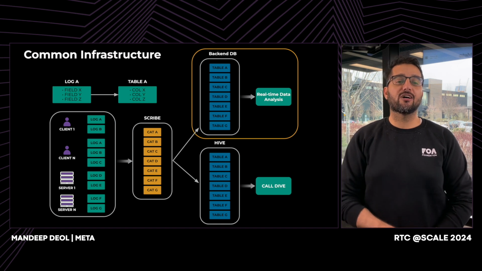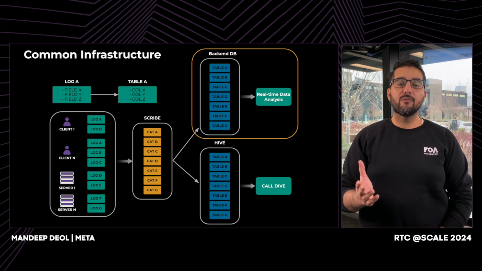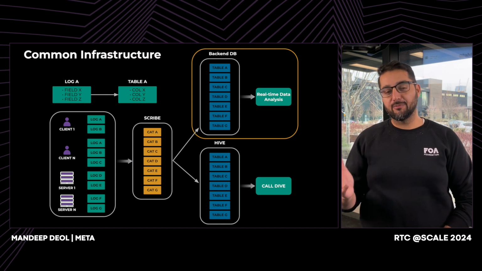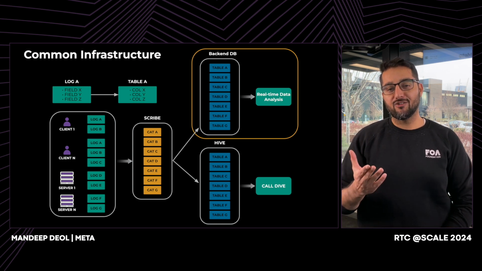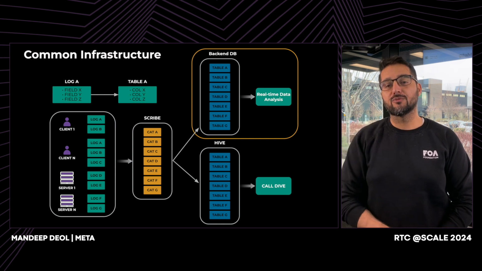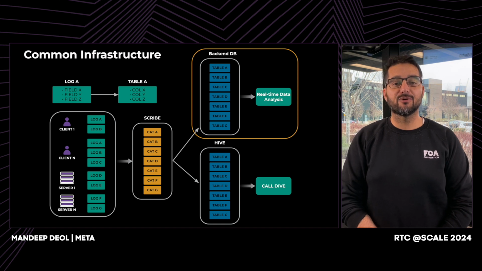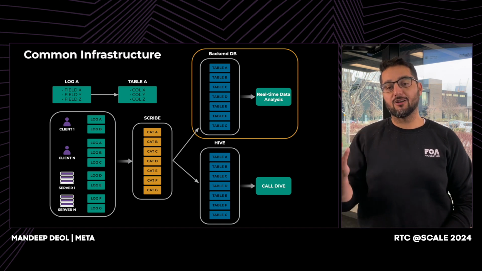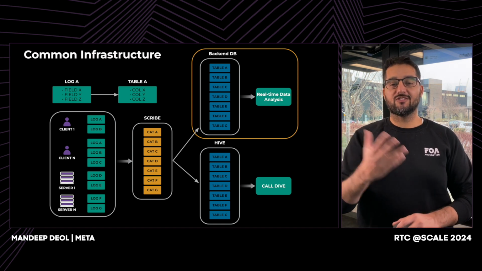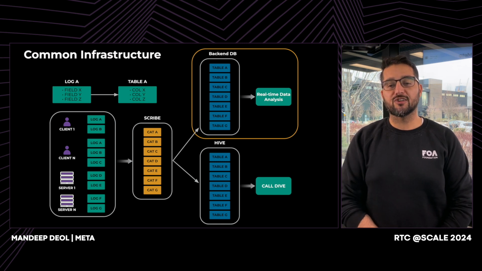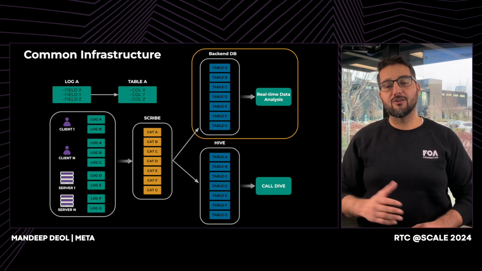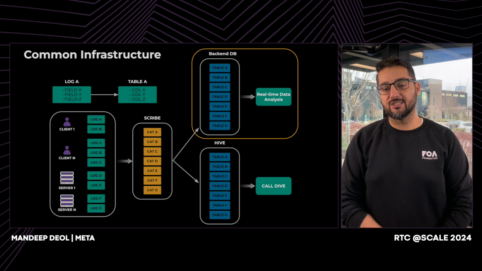I should also point out here that there's a one-to-one mapping between a log and a table. A log entry is a row in one of these backend tables, and a field is a column. So this is the initial common infrastructure. Let's now look at what the challenges were here.